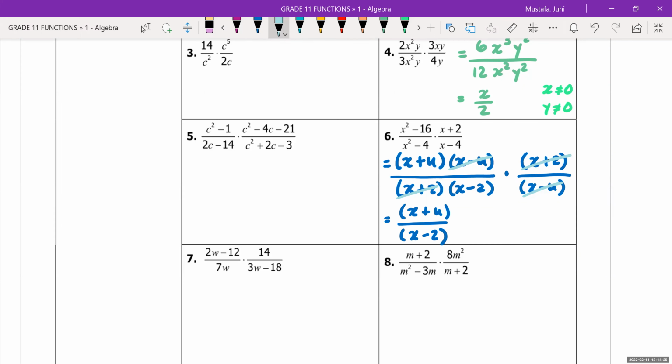What would our restrictions be for this question? Yep, -2, 2, and +4. Because we look at the step before we're crossing anything out when we're trying to figure out our restrictions.